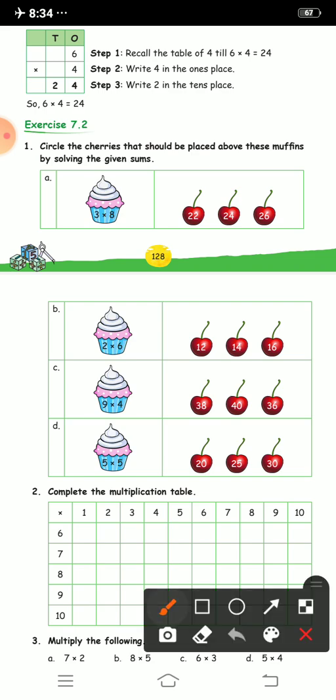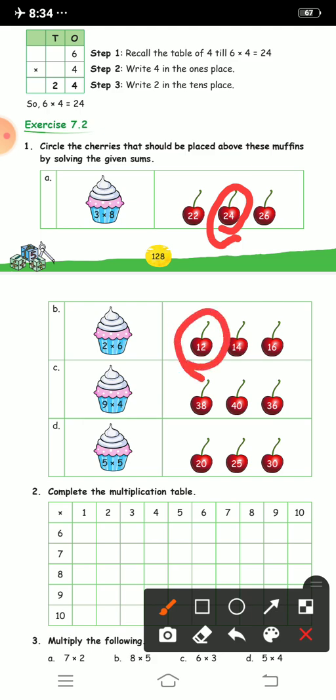So you have to circle the correct answer. Now second you can see is 2 into 6. You can even recall the table of 6 here. So that is 1 six is 6, 2 sixes are 12. Yes, we got the answer. You can recall the table of 2 or the table of 6. So we got the answer 12.